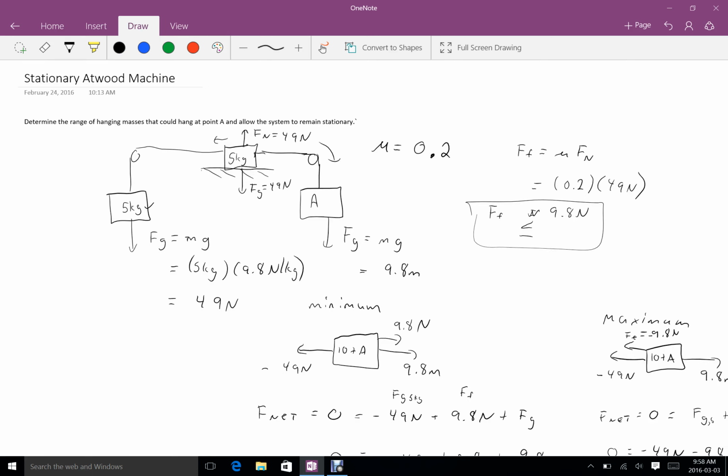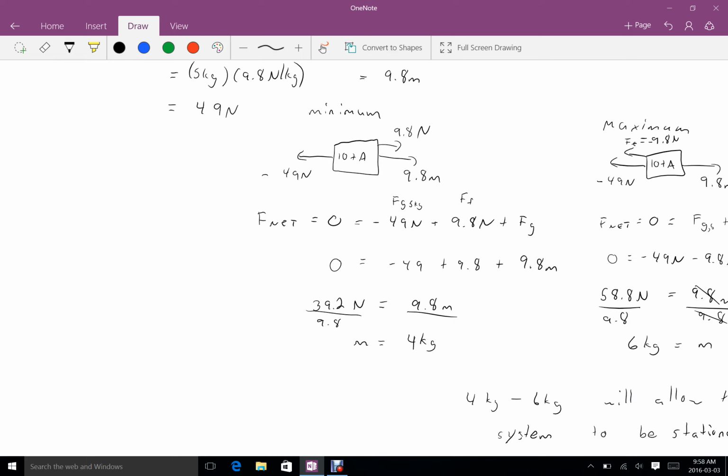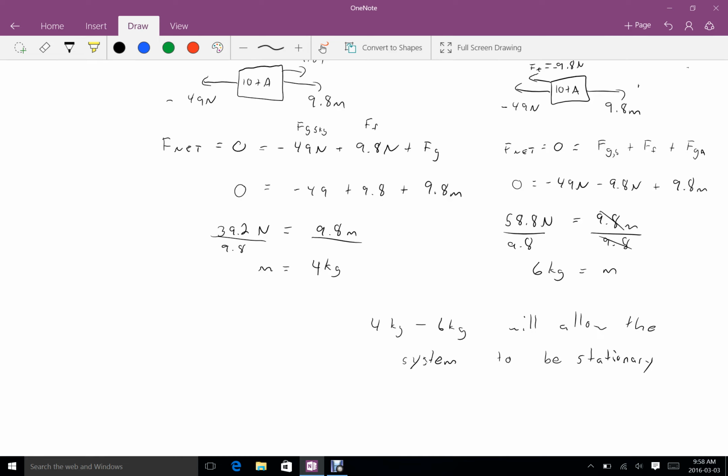So, consider the forces acting on the system, treat the system as a whole, set the net force to 0, put the force of friction in one direction to get one mass, put the force of friction in the other direction to get the other mass, and as a result you end up with the 4 to 6 kilogram range.